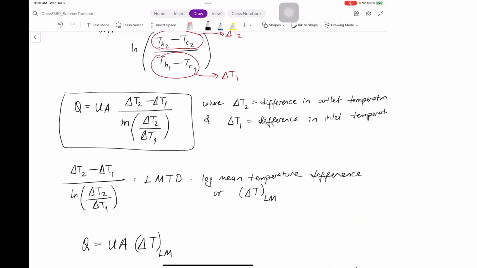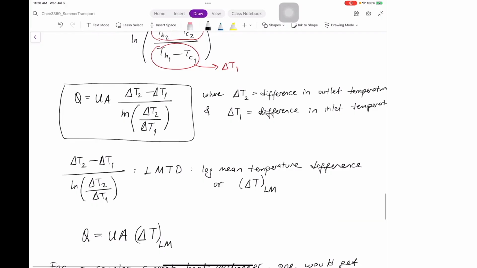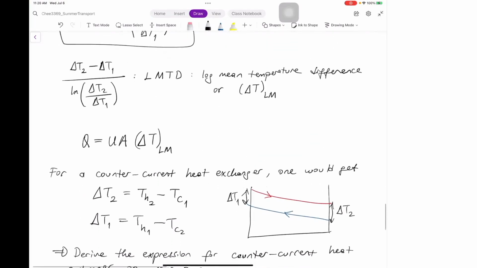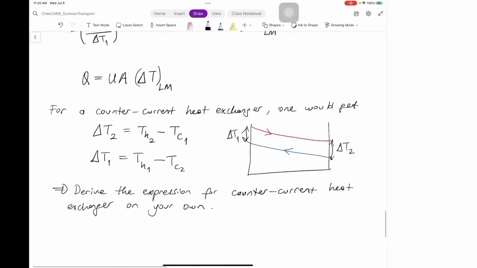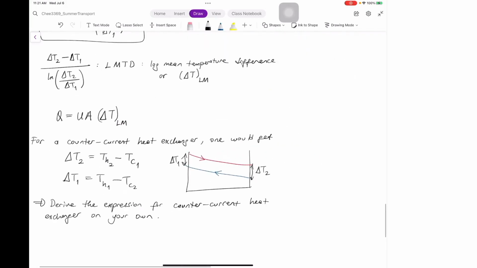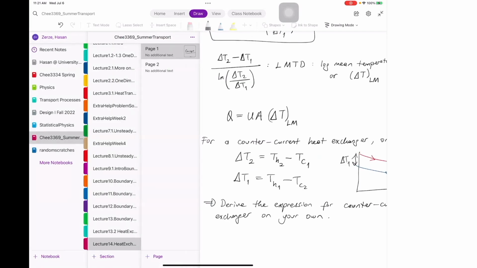So this is true for both the co-current and the counter-current arrangement, for both the shell and tube and also the double pipe heat exchangers. And I left the derivation for the counter-current to you. And yeah, that's all we had in the previous session.